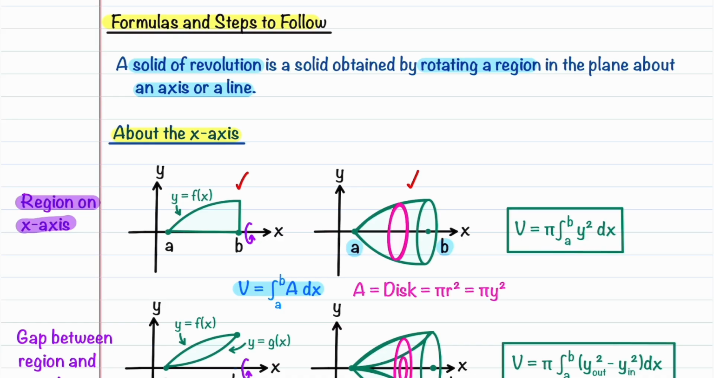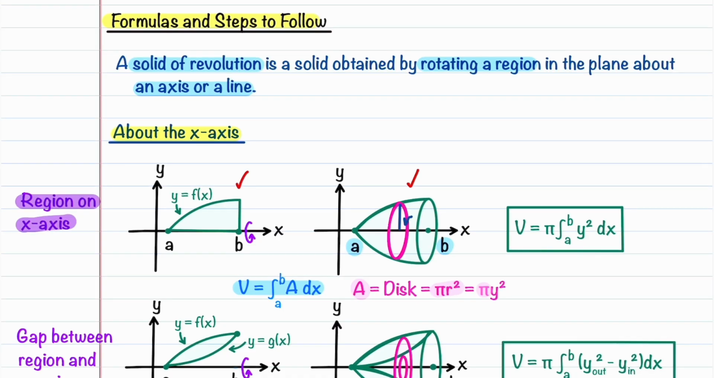This circular cross-sectional area A is equal to pi r squared, and the radius r is equal to y, so our area is pi y squared. The volume for this solid can then be found using this formula. V is pi times the integral from a to b of y squared dx. I found that it's just easier if you write the pi in front of the integral.